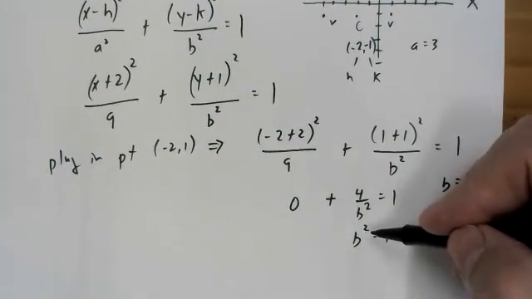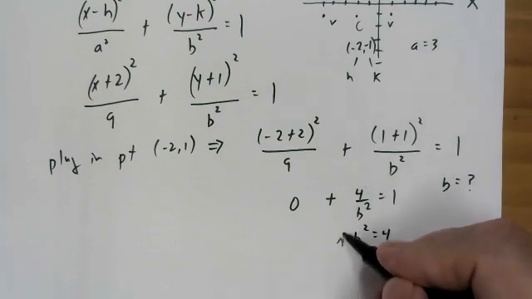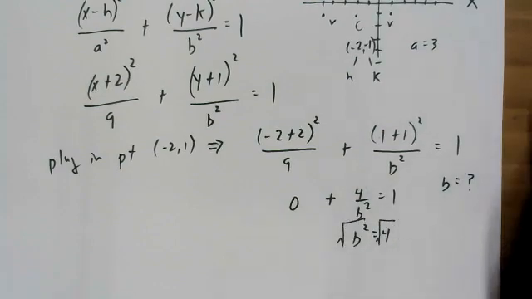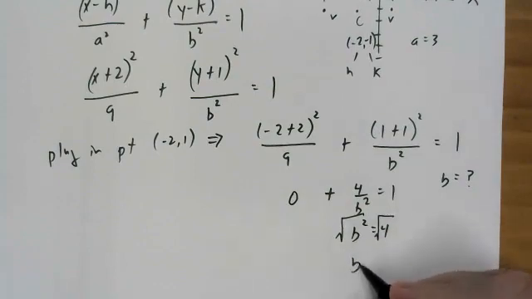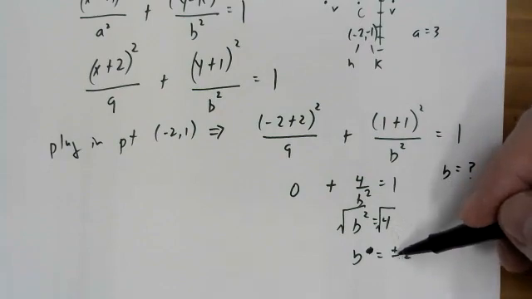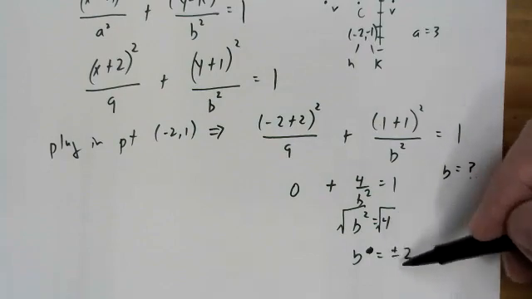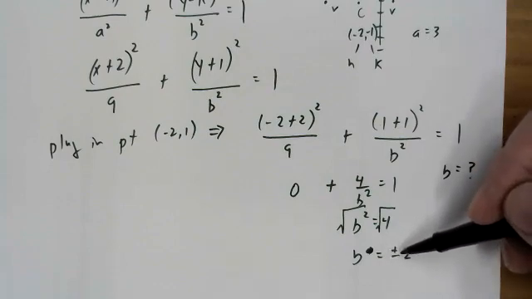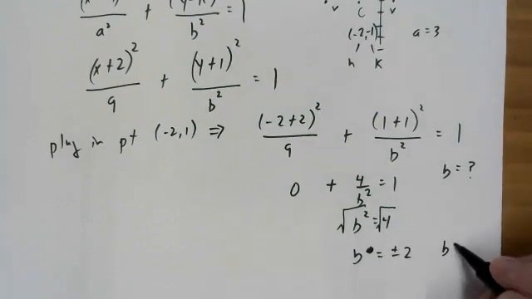And what do I have to do to go from b squared to b? I need to take the square root of both sides. And you get b equals, remember, when you take the square root of a number, you have to have plus and minus. So b is plus and minus 2. Doesn't really matter plus or minus. All I really care about is the number for b. So basically, we can say b is 2.